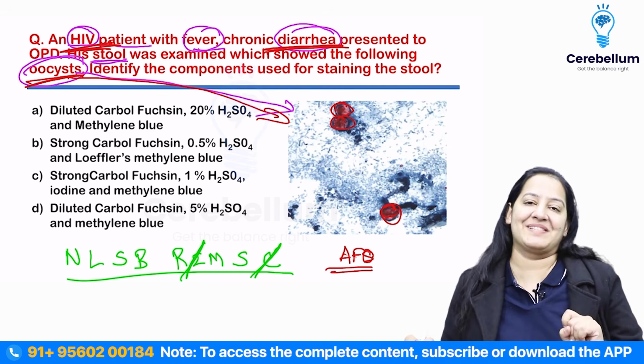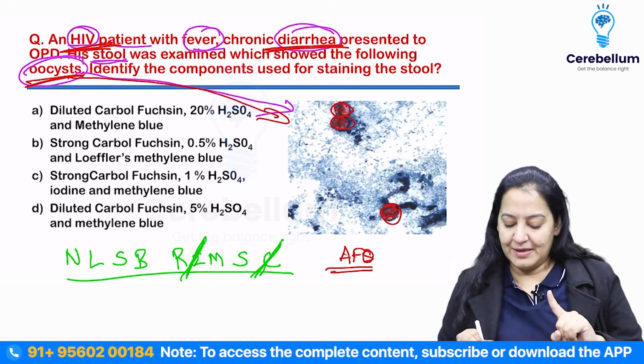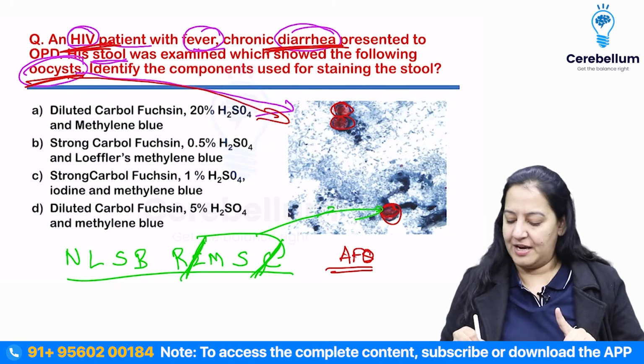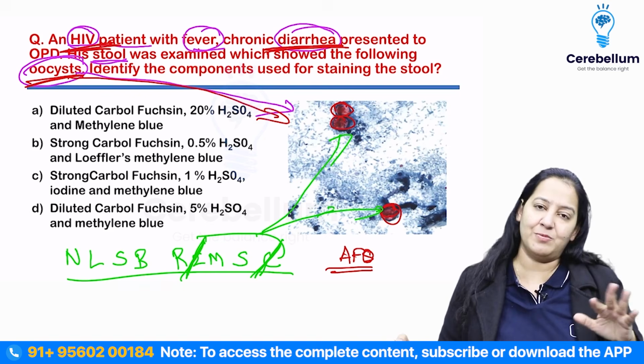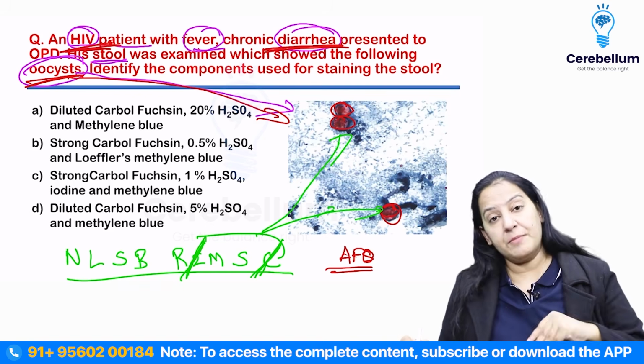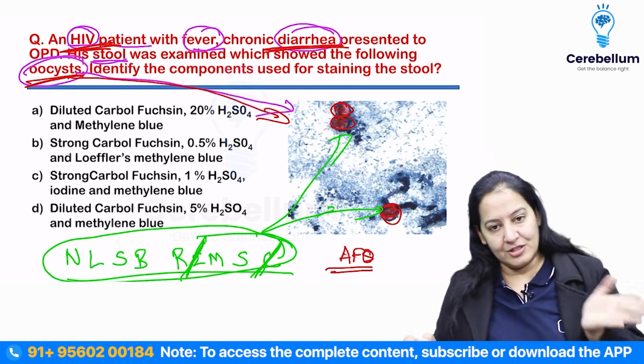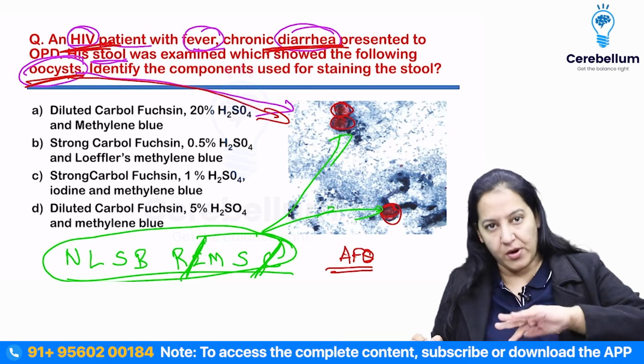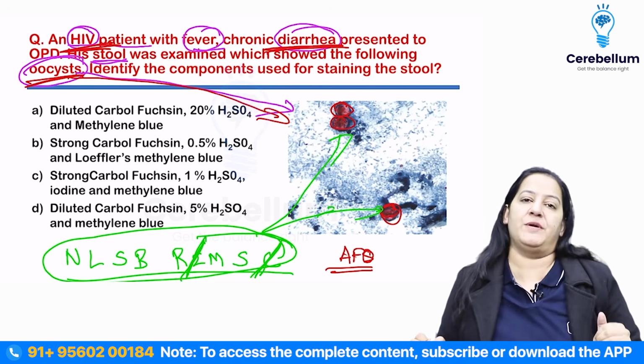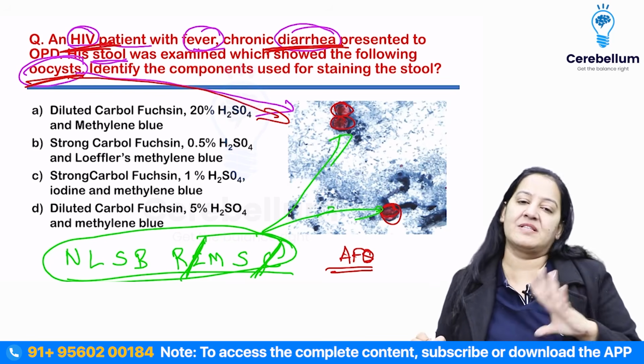So two spores are present. It can be Isospora, it can be Cryptosporidium, I cannot make it out. Both can be there, because both of them cause diarrhea in an HIV patient. So these are the two causative organisms which can cause diarrhea in an HIV positive patient and whose oocysts can be present in the stool.